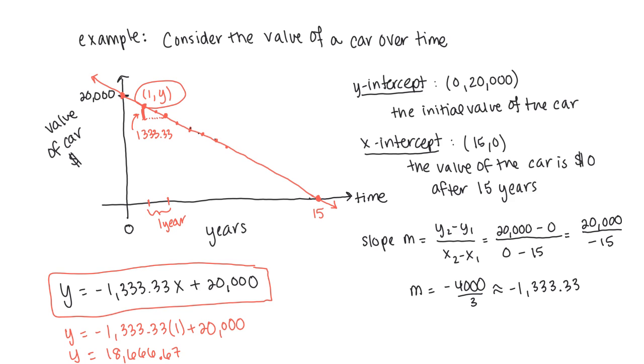We could similarly ask, what is the car worth after 12 years? So when x is 12, what is this y value? Well, if I plug in that x value of 12 into my linear equation, so I'm plugging it in for x right here, again just using my calculator, I'll plug in negative 1,333.33 times 12, and then I'll add 20,000, and I get $4,004.04. So after you've owned the car for 12 years, it's only worth about $4,000.